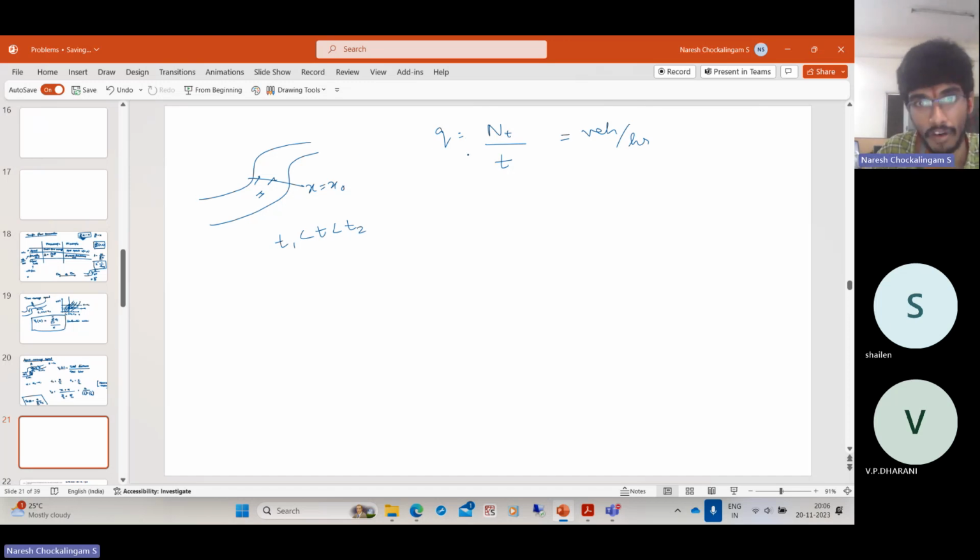So this is how you define flow rate, and similar to what we did before, you take the time difference between two successive vehicles.